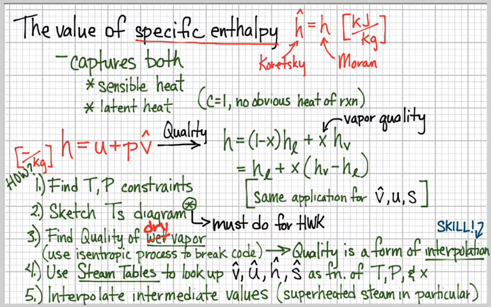So you're using entropy and the diagram to find quality. You use quality to then look up values that are very important to you, such as enthalpy or other volume terms and the like that are intensive in the back of the table.